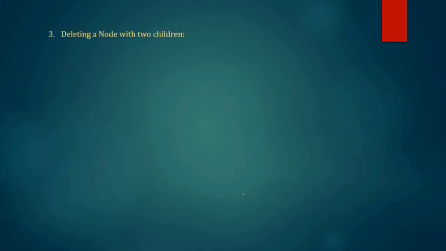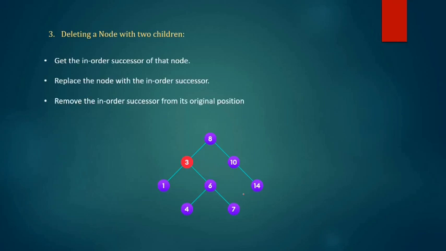Now the third case is deleting a node with 2 children. Suppose in this example we have to delete the node with value 3. We see that it has 2 children. Now how do we find out which node we have to replace it with? In this case, we have to get the in-order successor of that node and then replace the node with its in-order successor and then remove the in-order successor from its original position.